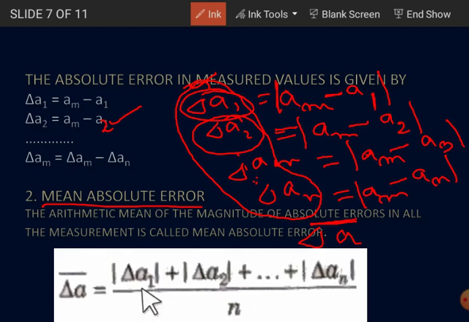If you count these, it will be 1, 2, 3, and so on up to n. So you need to divide it by the number of observations. How many observations? 1, 2, 3, 4, 5, and so on up to n observations. So you need to divide it by n. Got it? The sum of all the observations divided by the number of observations, we call it the mean, right? So this is the mean of those absolute errors. We call it simply the mean absolute error, right?